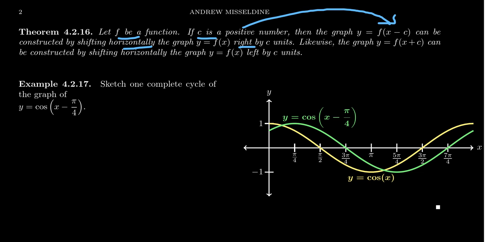Consequently, if you take y equals f of x plus c, the plus c inside the horizontal zone causes the graph to move horizontally to the left. So subtracting from the x actually moves it to the right, and adding to the x actually moves it to the left. Like I've warned you before in this lecture series, in the horizontal zone, things act backwards to what you might expect.